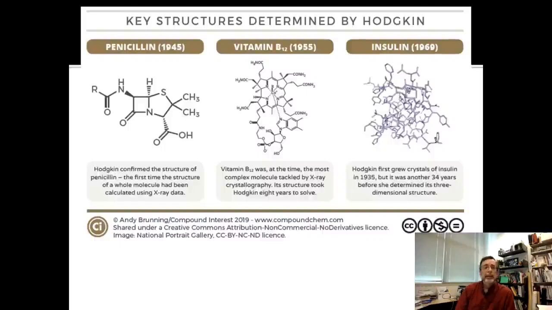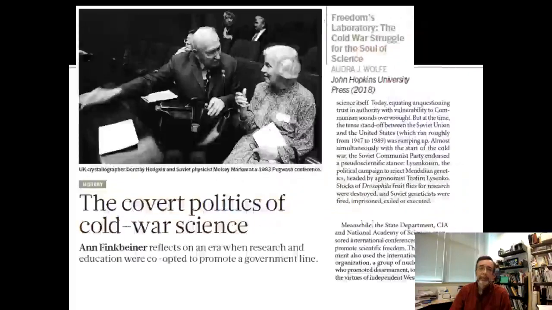Look what Hodgkin did. Not just one important structure, but 3. Penicillin, kind of an important molecule. Vitamin B12, which is in the middle, in 1955, Hodgkin found this structure. And in 1969, Hodgkin first grew crystals of insulin. We talked about how important insulin was to medicine, how important it still is to biotech. And here we have, it was 34 years between when they first got the crystals of it and when they were actually able to determine its structure.